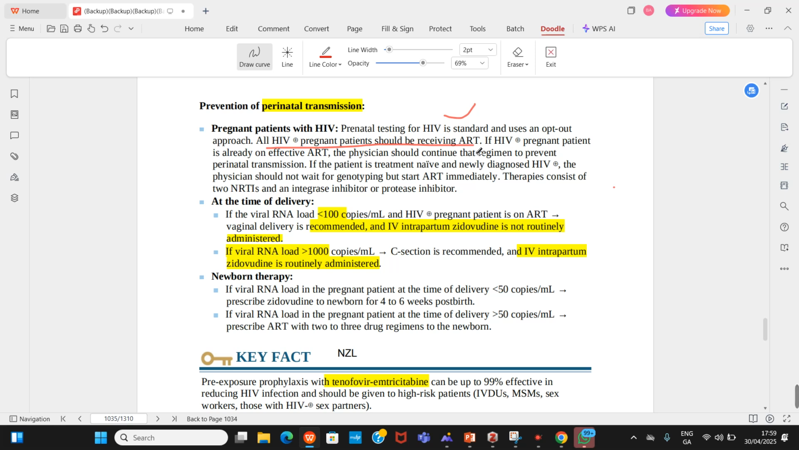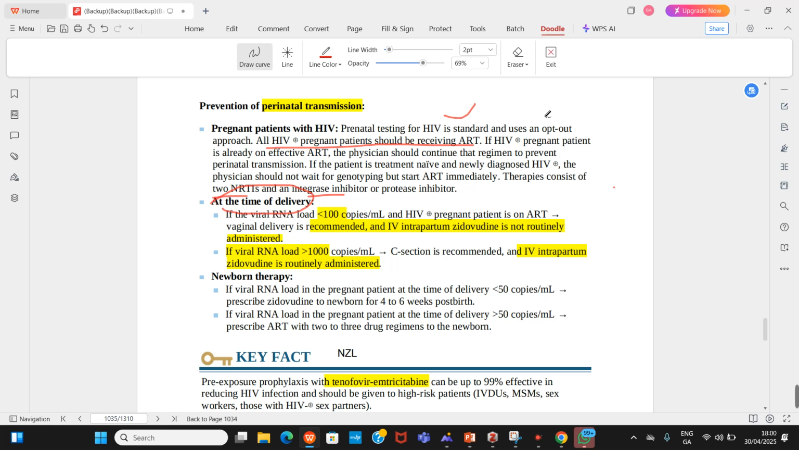Anybody? E and D, or D and E. Unless the person is taking Delavirdine or Efavirenz, that's the only time that we can be worried about the baby. So give it like that, and we give the 2 NRTIs and the integrase inhibitor. That's for the pregnant woman.